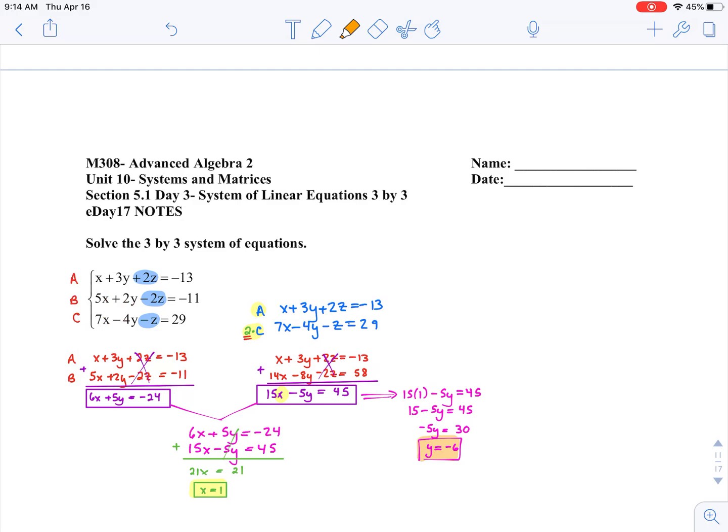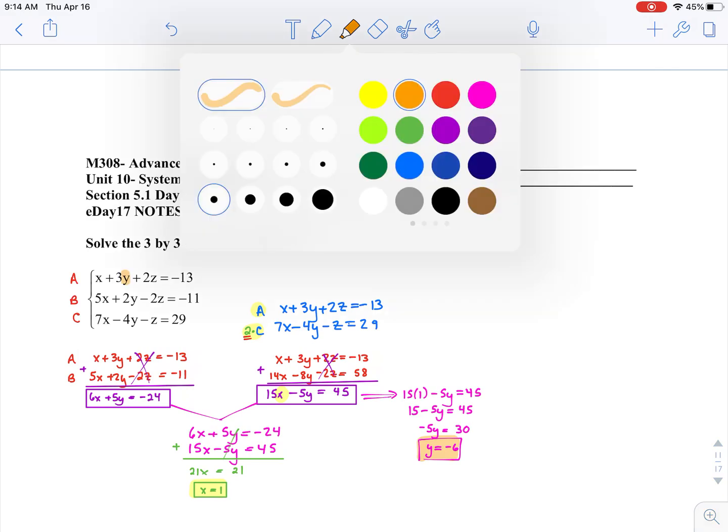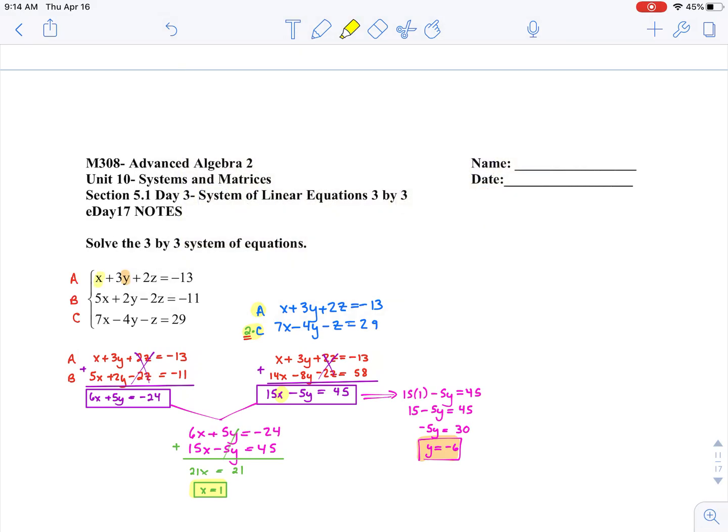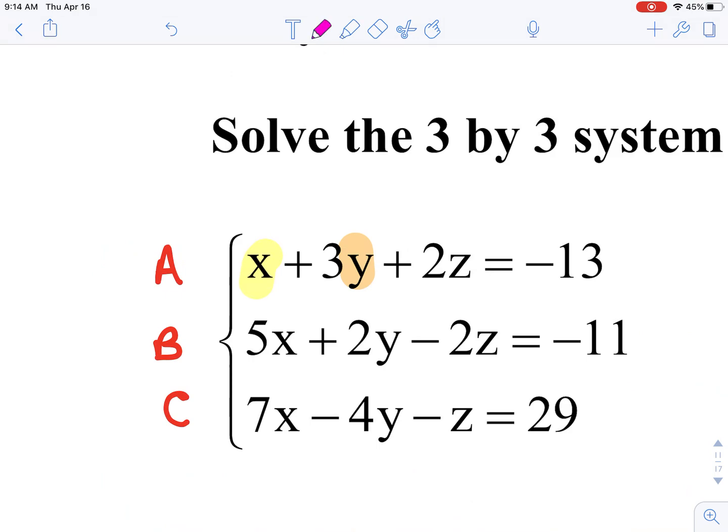Now we're working our way back up. We are back to one of the original equations. It doesn't matter which one you use. You choose whichever one is going to be easiest for you. I'm going to choose my first equation. I'm going to replace my y, and I'm going to replace the x with what we got. And that will give me 1 was my x. The y we found was -6. And this will allow us to solve for our z.